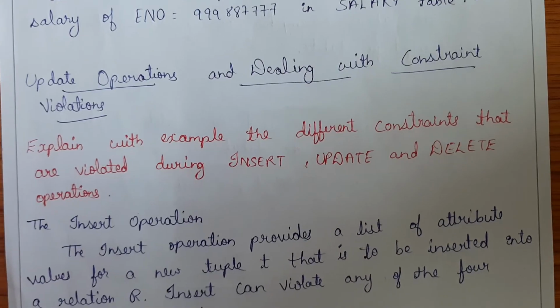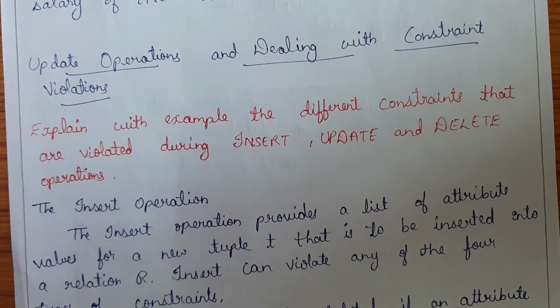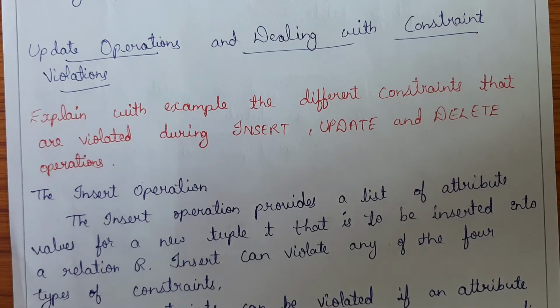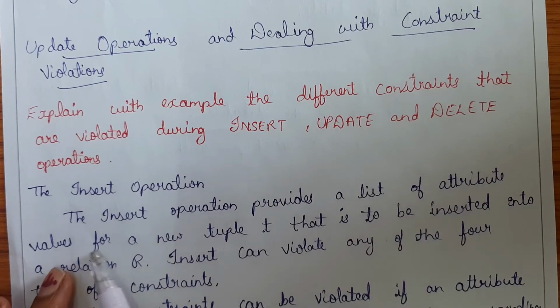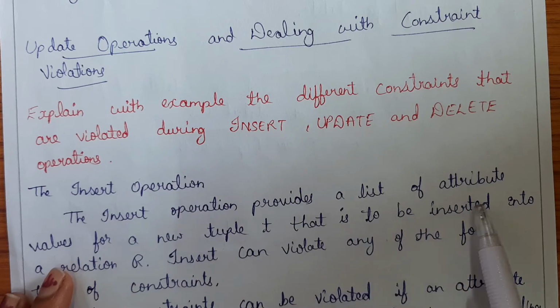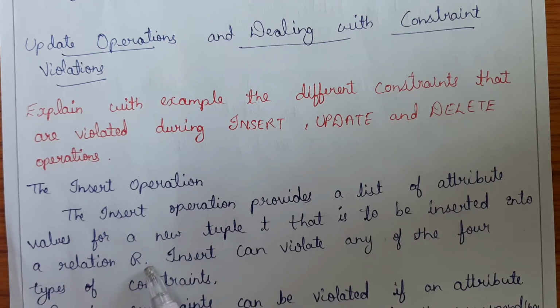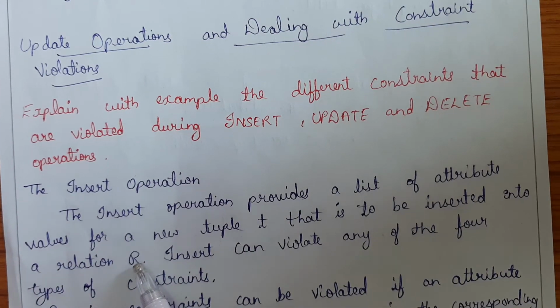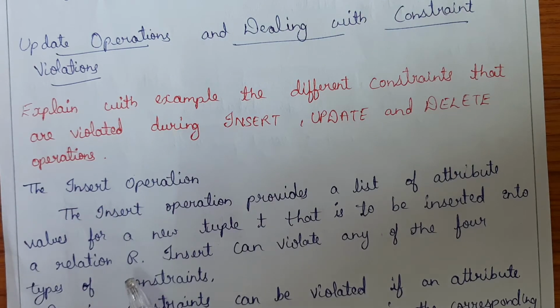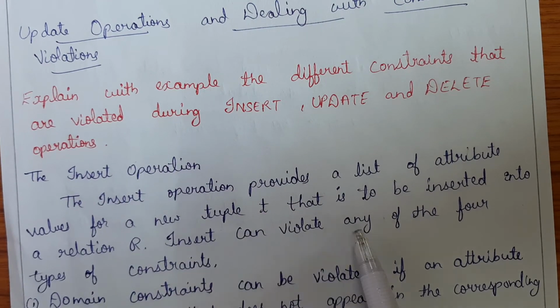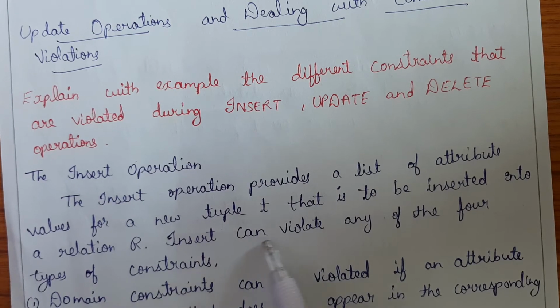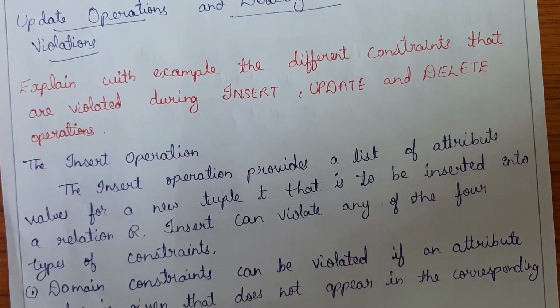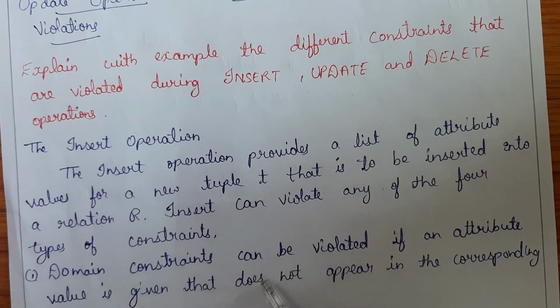So first, let us see the insert operation. In the insert operation, we have 4 conditions. It has to satisfy 4 conditions. That is, an insert operation provides a list of attribute values for a new tuple T that is to be inserted into a relation R. Relation R is nothing but the table name. We already learned the relation. Insert can violate any of the 4 types of constraints. So while we are inserting, it may violate, that means it may fail to satisfy these conditions.